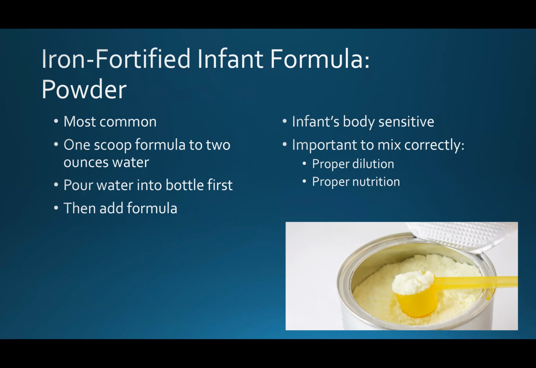Powdered formula is the most commonly purchased formula. It is mixed using 1 level scoop of formula to 2 ounces of water. The water must be poured into the bottle first, and then the formula is added. Infants' digestive systems and kidneys are sensitive, so it is important to mix formula correctly to achieve the proper dilution and so that infants receive proper nutrition.